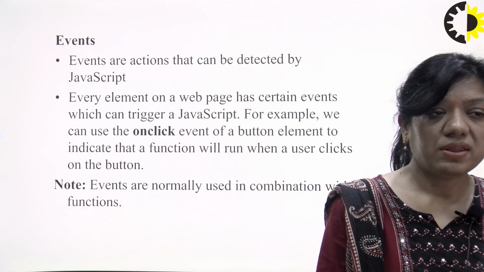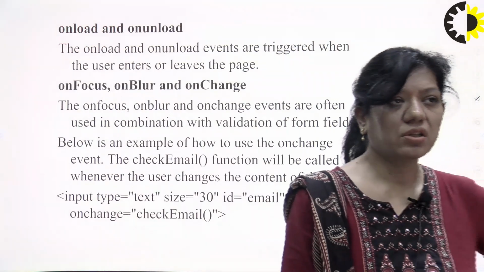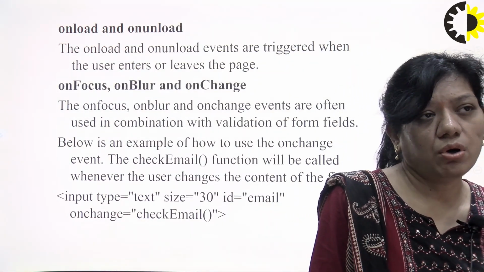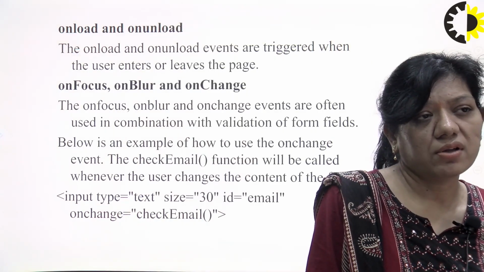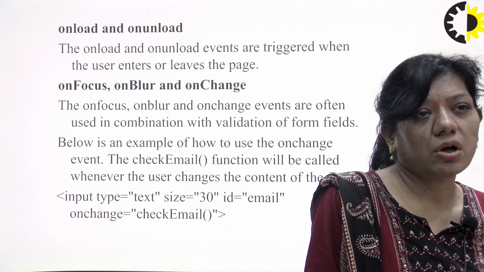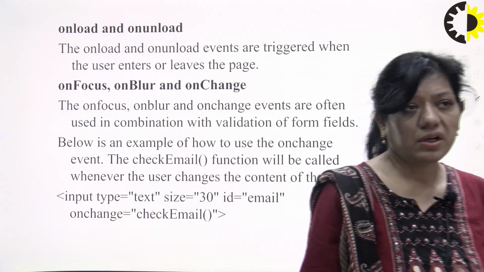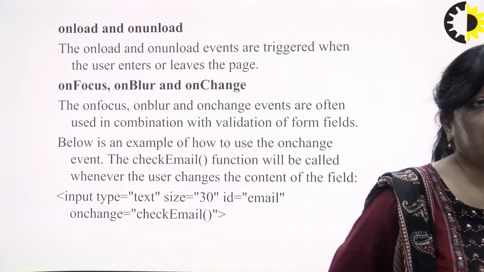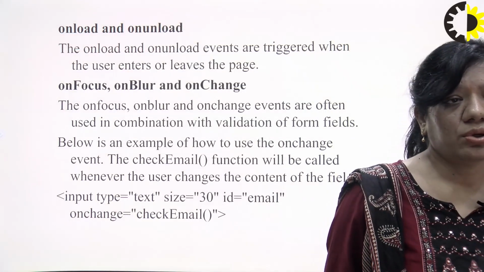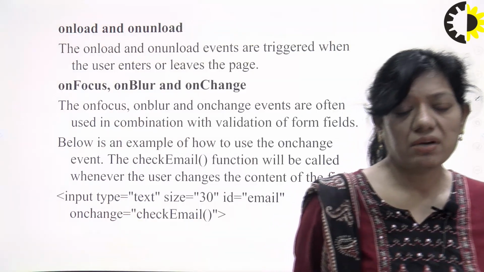So events are normally used in combination with functions. Generally हम use करते हैं function के through. And we also have some other events like onload and onunload, onfocus, onblur, and onchange. The onload and onunload events are triggered when the user enters or leaves the page. And the onfocus, onblur, and onchange events are often used in combination with the validation of form fields.